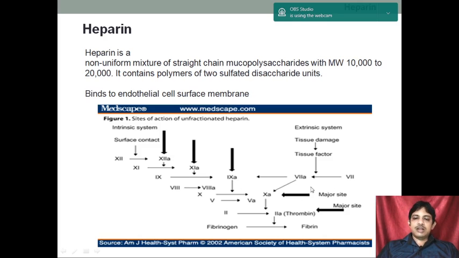The major site includes activation of factor 10, so they are inhibiting the activation of factor 10. Also, a major site is factor 2, that means thrombin. They also inhibit the activation of thrombin. So the major sites of heparin are inhibiting the activation of factor 10a and thrombin, and the minor sites include the activation of factor 12, factor 11 and factor 9.